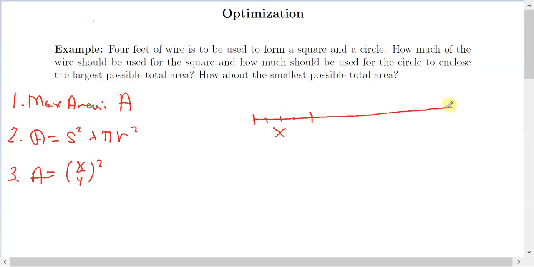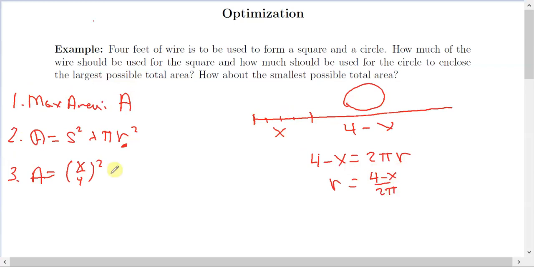And then the rest of this is going to be used for the circle. What I'm going to do with this is bend it into a circle so that the length, which is 4 minus x, the circumference around that circle, would have to be 4 minus x. But the circumference of a circle is 2 pi times the radius. So this will give me a way to solve for the radius that's in my formula. I get that the radius is 4 minus x over 2 pi. And so that would go here, pi times 4 minus x over 2 pi squared. That's my radius squared.